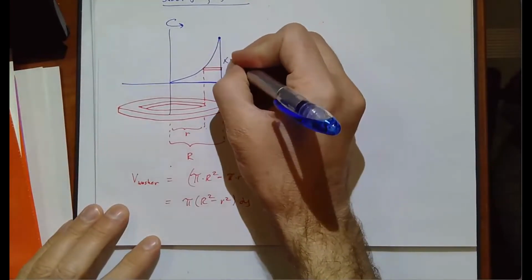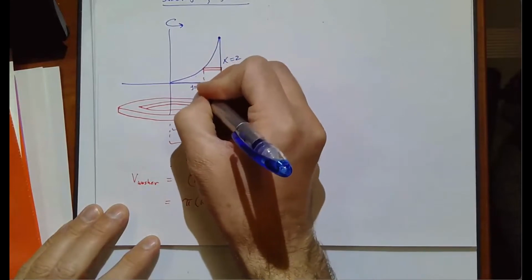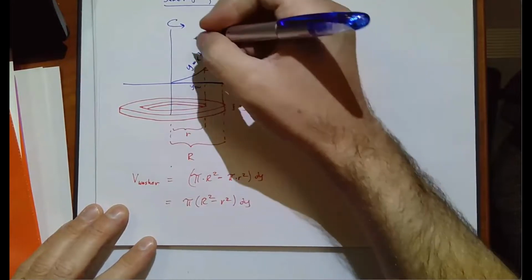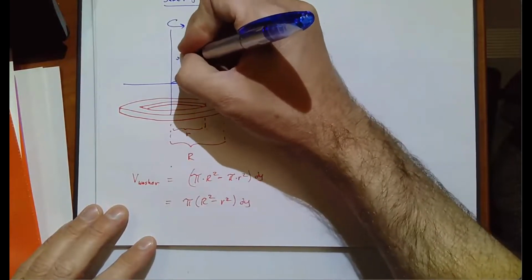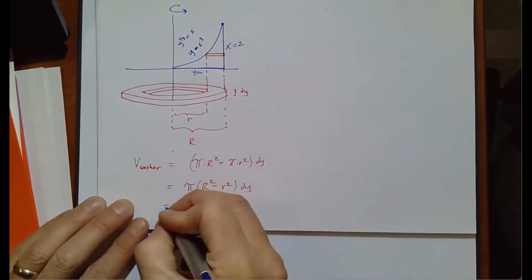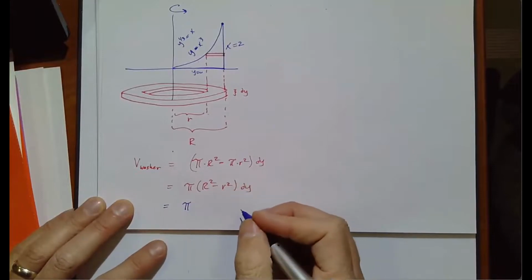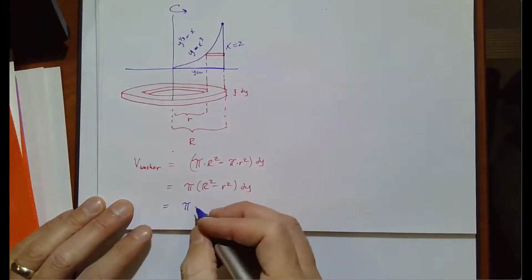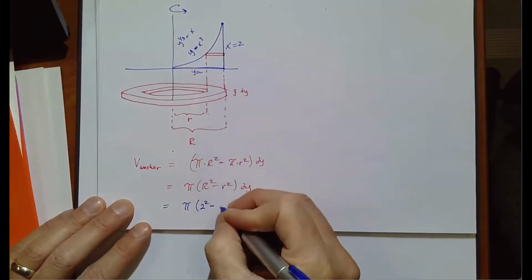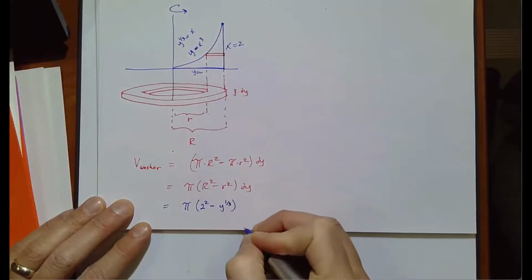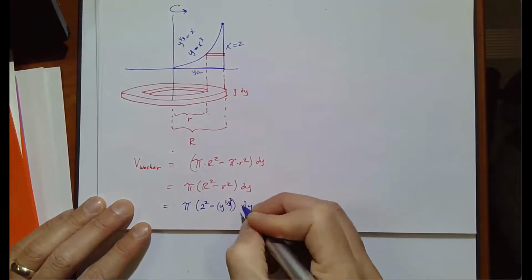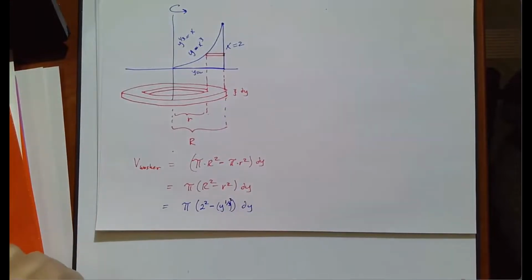This function was x equal to 2. This function was y equal to 0. And this was y equal to x cubed. And if we solve for x, that's going to be x equal to y to the 1/3. So actually, using the functions we were given, the outer function, the one that's further from the axis of rotation, is x equal to 2. And the one that's closer to the axis of rotation is x equal to y to the 1/3, squared. So that is the volume of this washer.